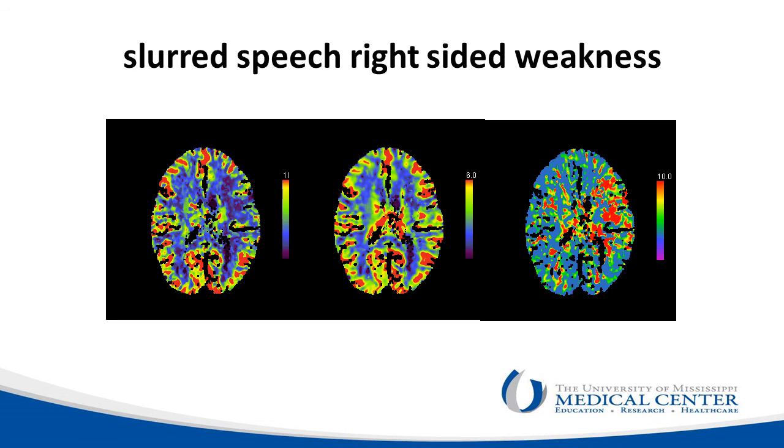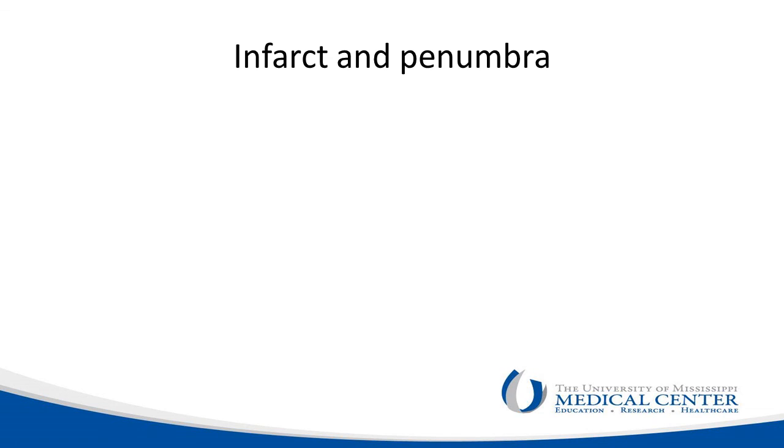Here's a perfusion study in a patient who has slurred speech and right-sided weakness. Again, use the history that you are provided with. We can see that there is decreased cerebral blood flow in the deep white matter of the left cerebral hemisphere. We can see that the cerebral blood volume is decreased to a lesser extent, and we can see that the mean transit time is increased in that left MCA territory. That's an area of infarct with surrounding penumbra.